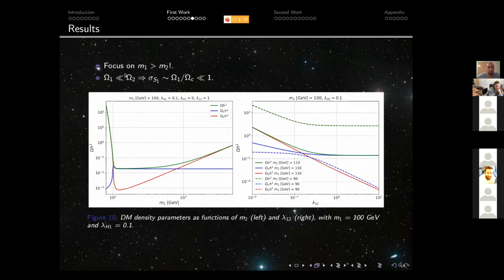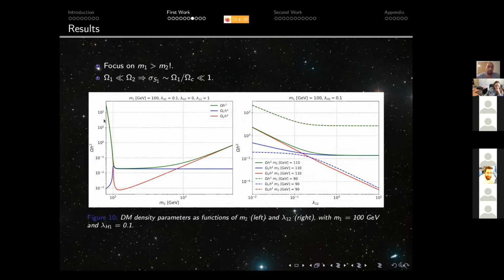Basically, in the plots on the left, for instance, we have the relic abundance, the parameter density of each scalar, as a function of the mass of the second scalar. And in green, we have the total relic abundance, the sum of the two.